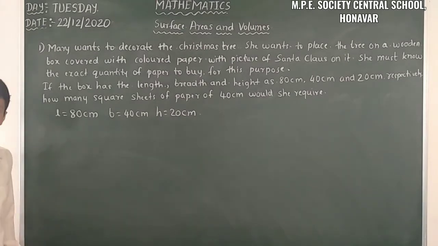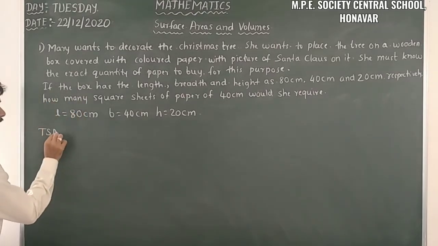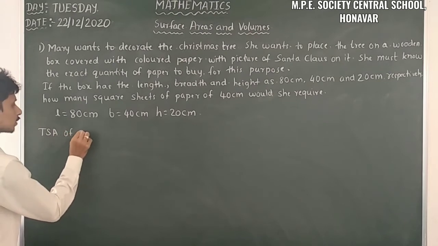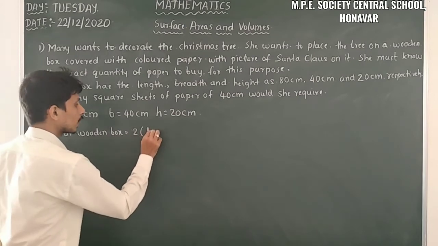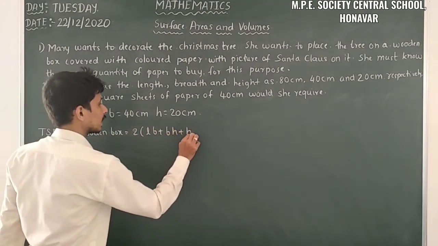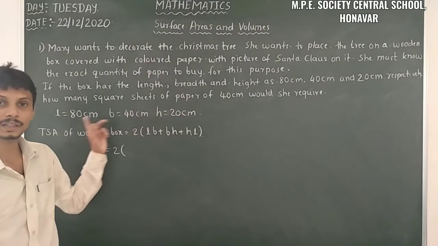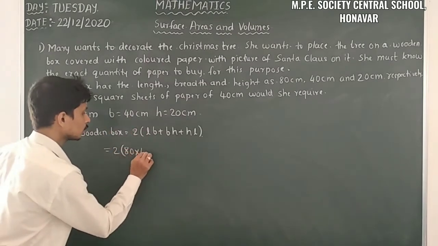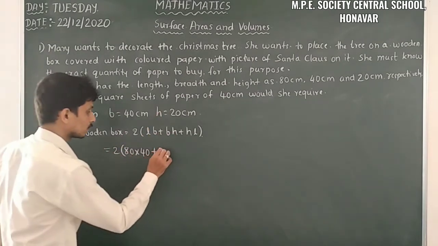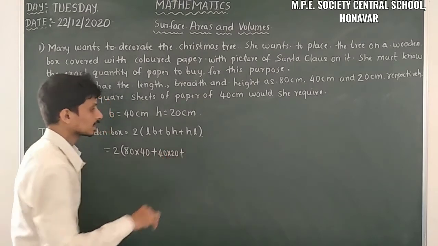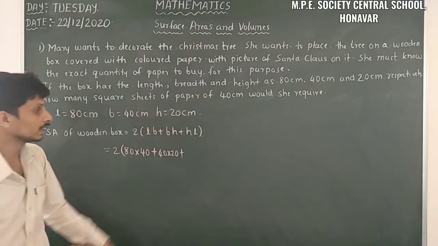So we write total surface area of the wooden box, or just TSA of wooden box, is equal to 2 into (LB plus BH plus HL). So is equal to 2 into, what is the value of L? It is 80 and B is 40, so 80 into 40, plus B is 40 and H is 20, so 40 into 20, then plus H is 20 and L is 80, so 20 into 80.